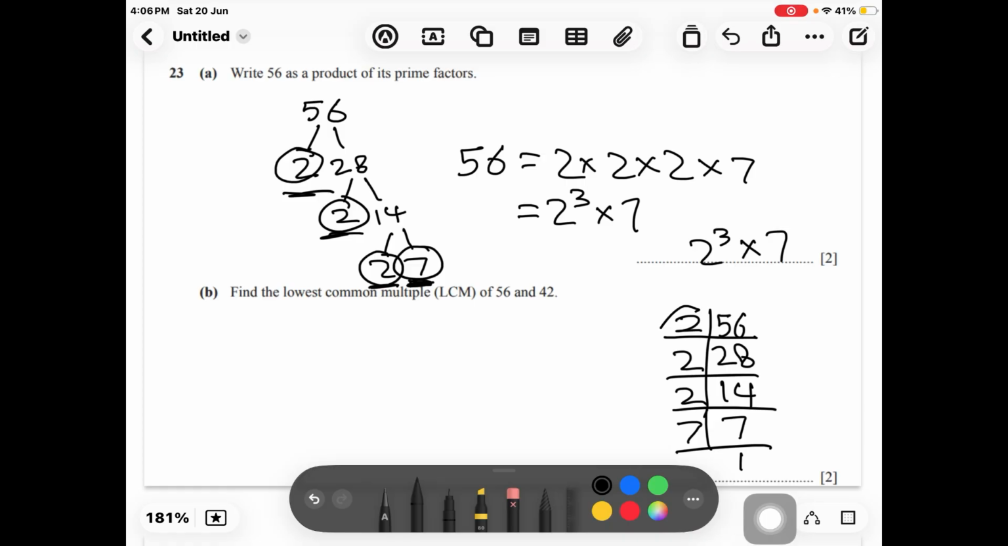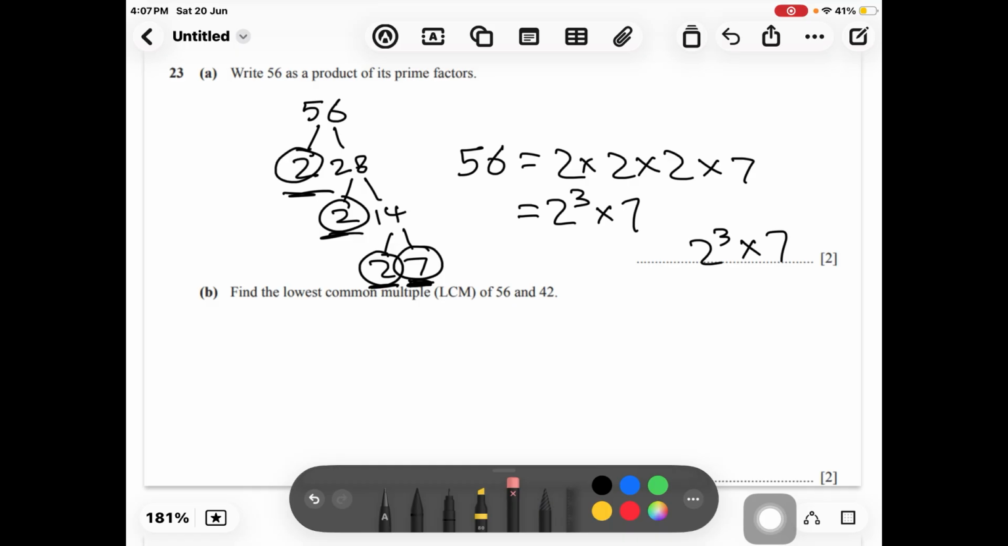And again we have got the factors 2, 2, 2, and 7. So again 56 can be written as 2 to the power of 3 times 7. We got the same answer. So that just shows that both methods work.